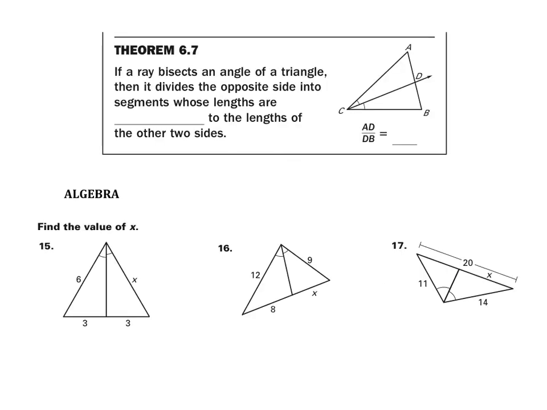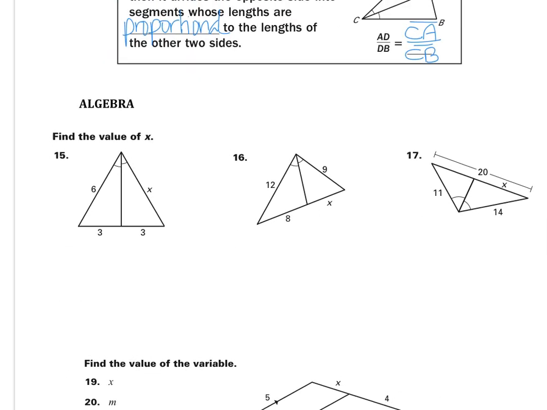If a ray bisects an angle of a triangle, then it divides the opposite side into segments whose lengths are proportional to the side lengths of the other two sides. So the proportion AD over DB is going to equal the sides CA over CB. So again, the split at the bottom, if I did left to right, will equal left to right.